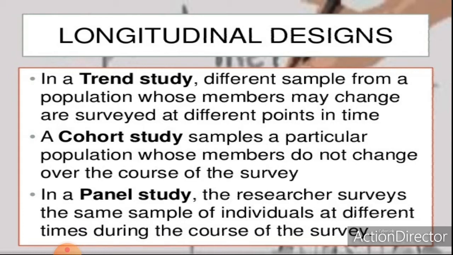In trend study, population is same but sample is changed. Here look at the example, students community is the population but the sample is changed each time. That means students are changed.